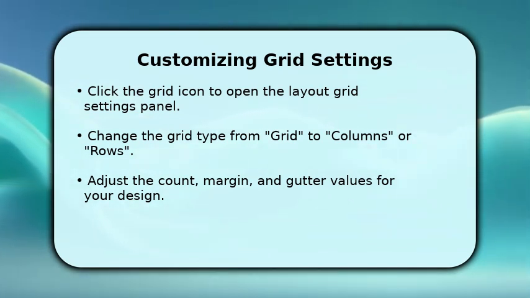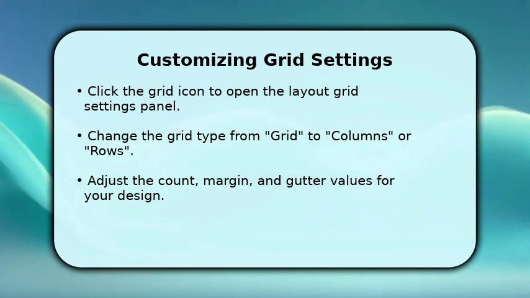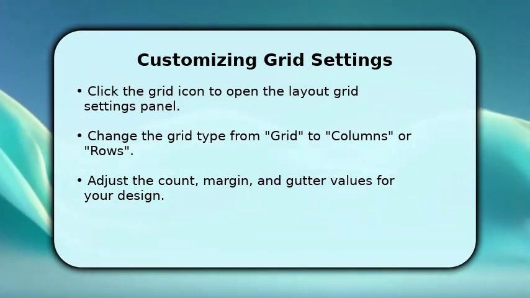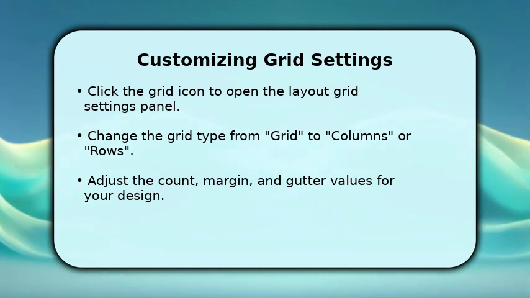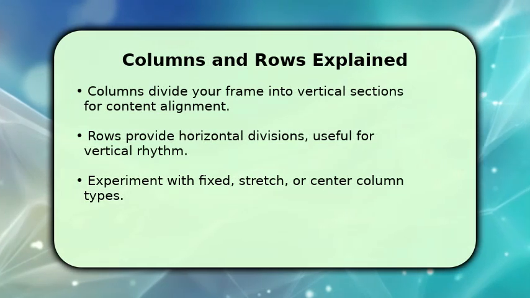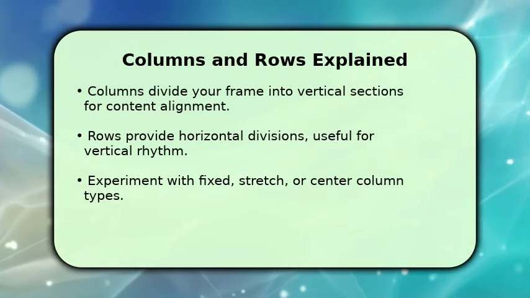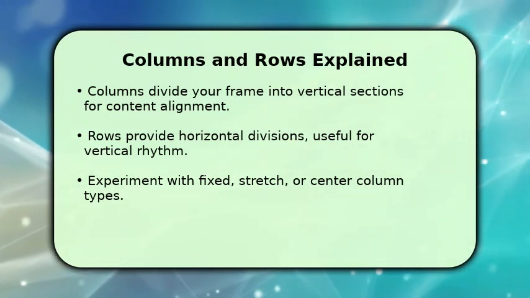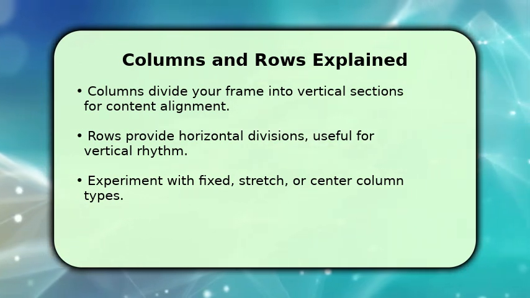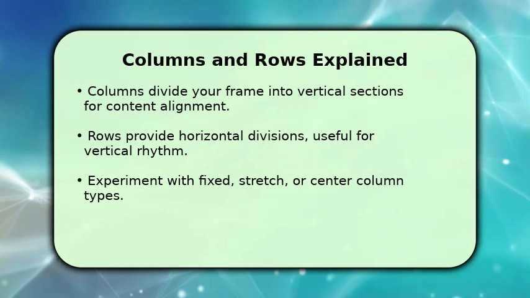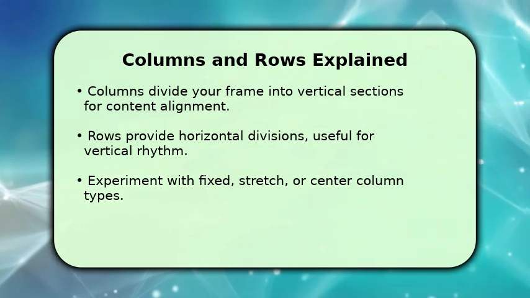Adjust parameters like the number of columns or rows, the margin around the edges, and the gutter space between them. These adjustments give you precise control over your design structure. Columns are excellent for dividing your frame into vertical sections, ensuring consistent content alignment across your design. Rows, on the other hand, provide horizontal divisions, which are incredibly useful for establishing a clear vertical rhythm.